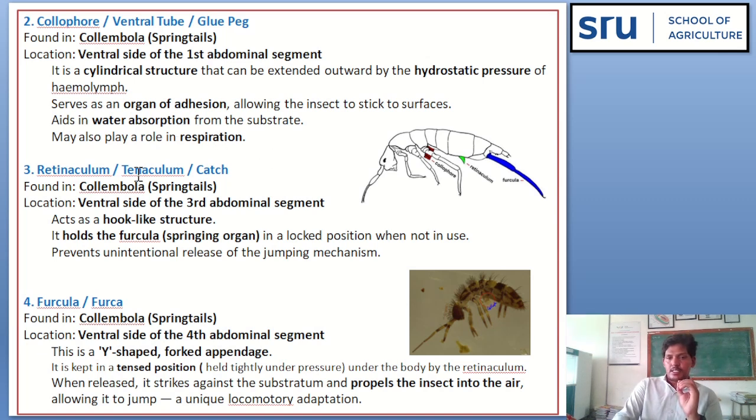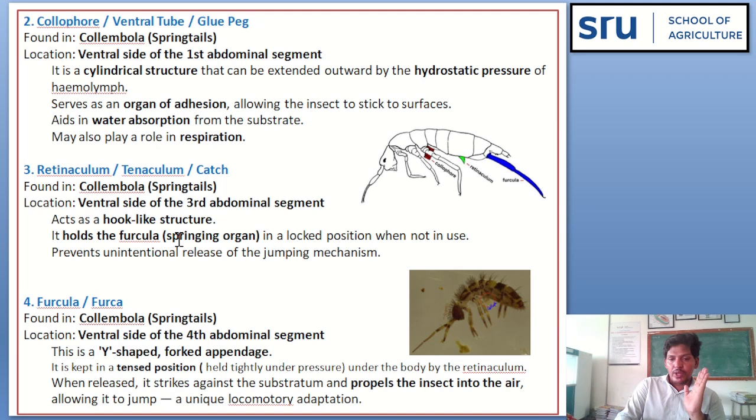The next appendage is the retinaculum, or tenaculum, or catch. See here, this green colored structure is the retinaculum or tenaculum or catch. It is also there in Collembola, springtail insects only. It is located on the ventral side of the third abdominal segment. This is the first abdominal segment and this is the third abdominal segment. On the ventral side of the third abdominal segment, we can see the retinaculum in Collembola. It acts as a hook-like structure and holds the furcula. This is the furcula and it is held by the hook-like structure, that is the retinaculum or tenaculum.